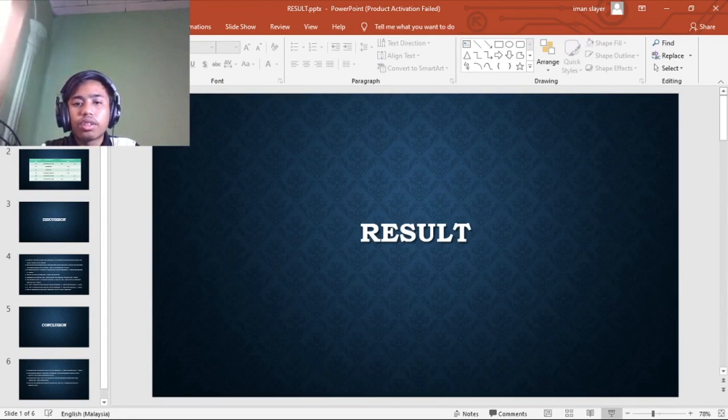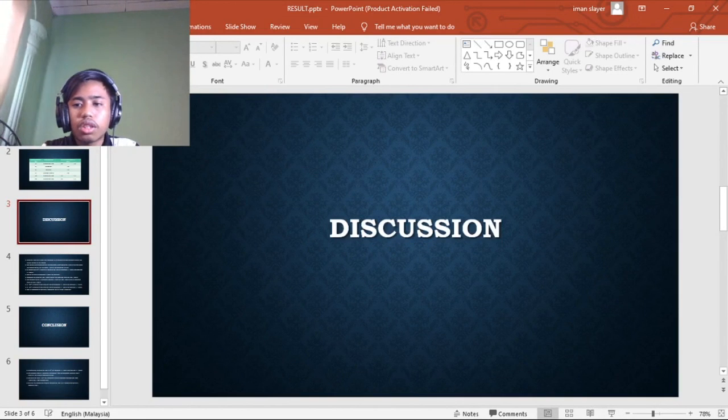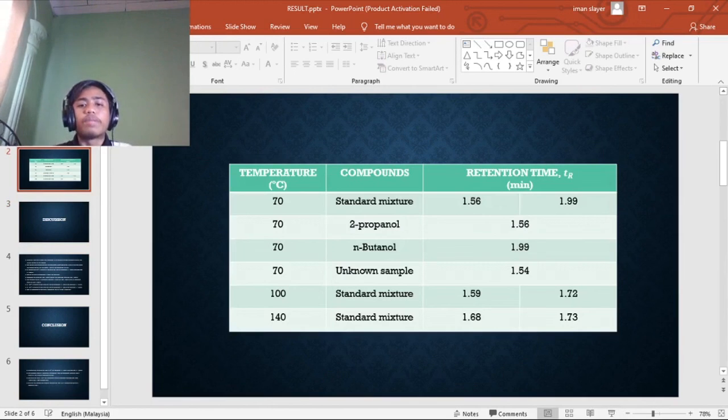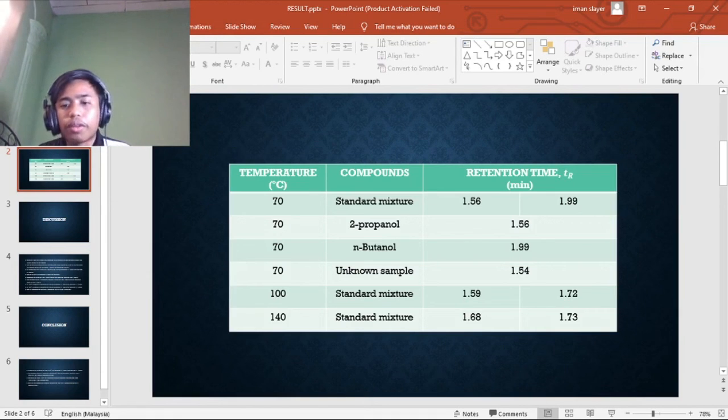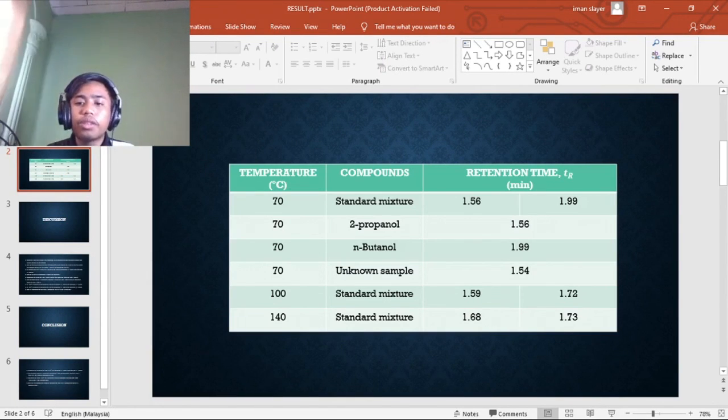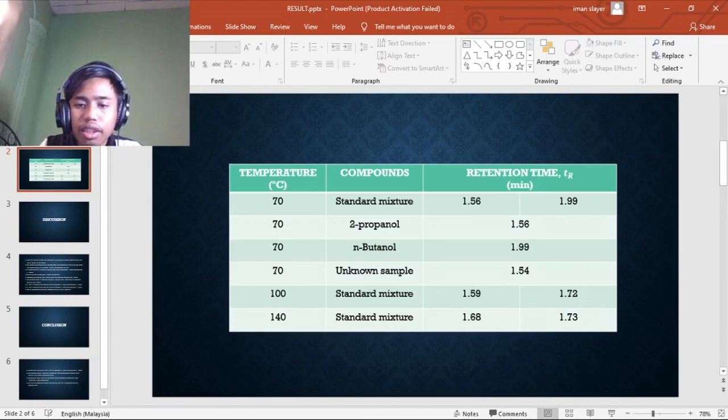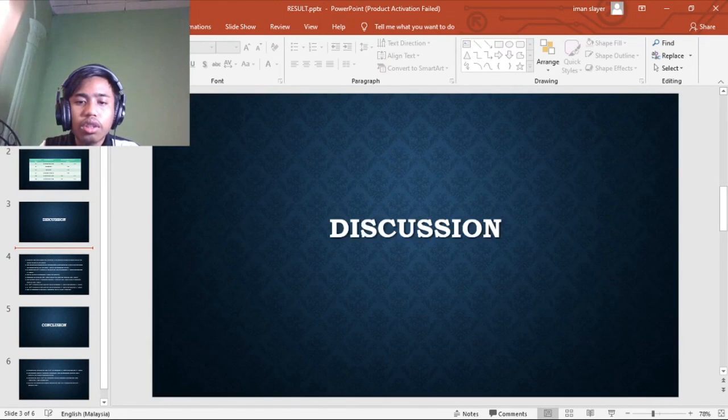So for the result, as you can see, this is the result of the experiment. The standard mixture of propanol has a retention time of 1.56 minutes, and N-butanol 1.99 minutes, and for the unknown sample, the retention time is 1.54 minutes. At 100 degrees Celsius, the detection time for propanol is 1.59 and for N-butanol is 1.72 minutes, and for 140 degrees Celsius, the detection time for propanol is 1.68 minutes and for N-butanol is 1.70 minutes. So next we move to the discussion.